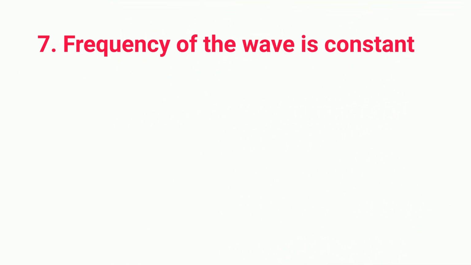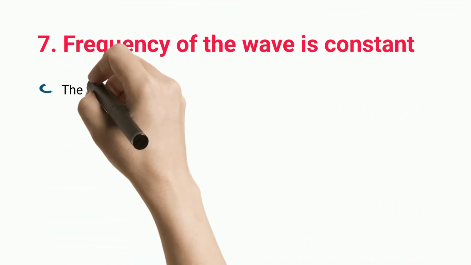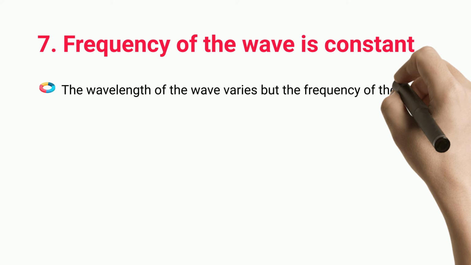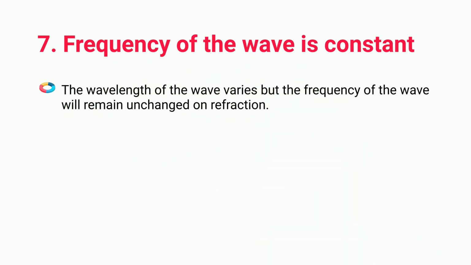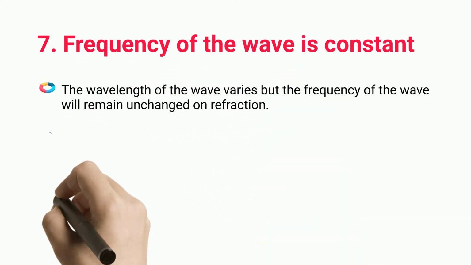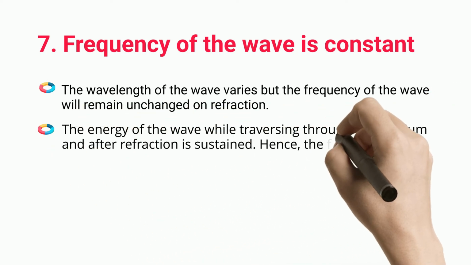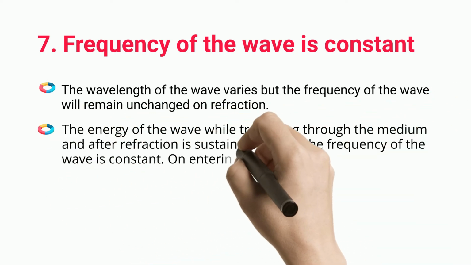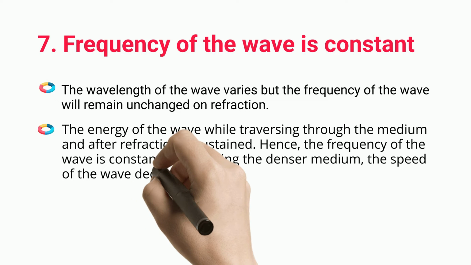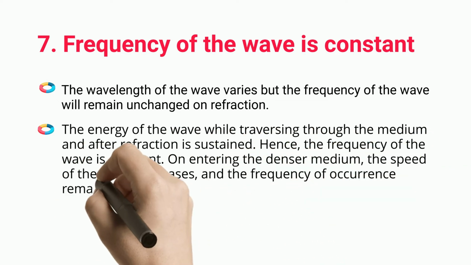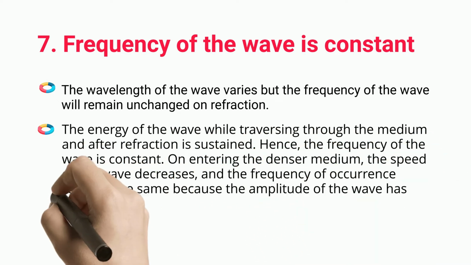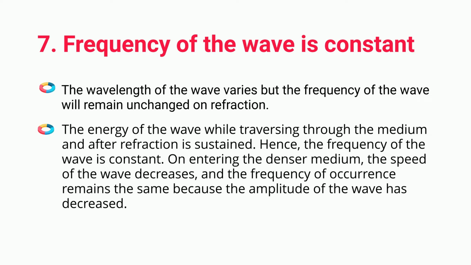7. Frequency of the wave is constant. The wavelength of the wave varies, but the frequency of the wave will remain unchanged on refraction. The energy of the wave while traversing through the medium and after refraction is sustained. Hence, the frequency of the wave is constant. On entering the denser medium, the speed of the wave decreases, and the frequency of occurrence remains the same because the amplitude of the wave has decreased.